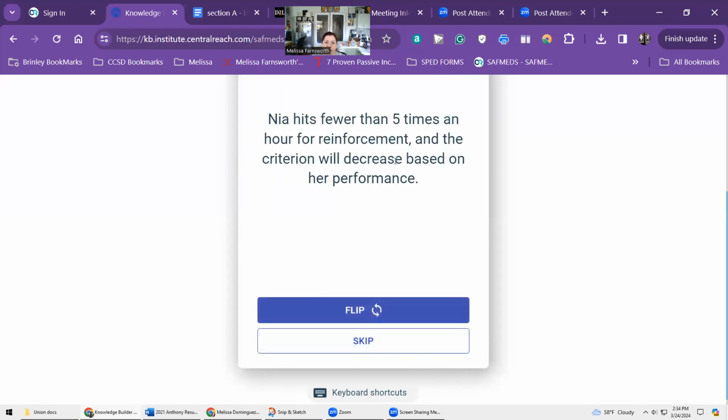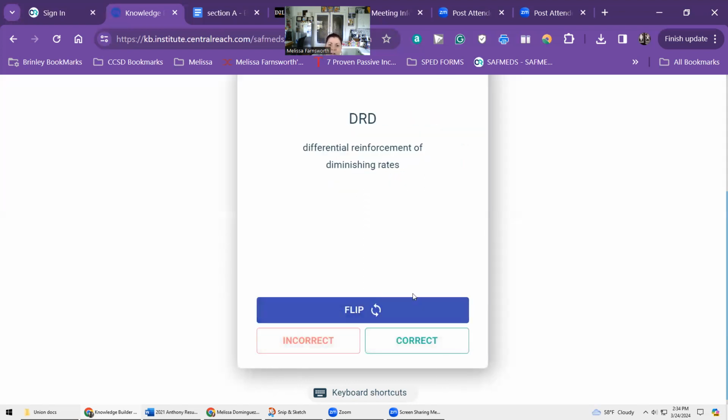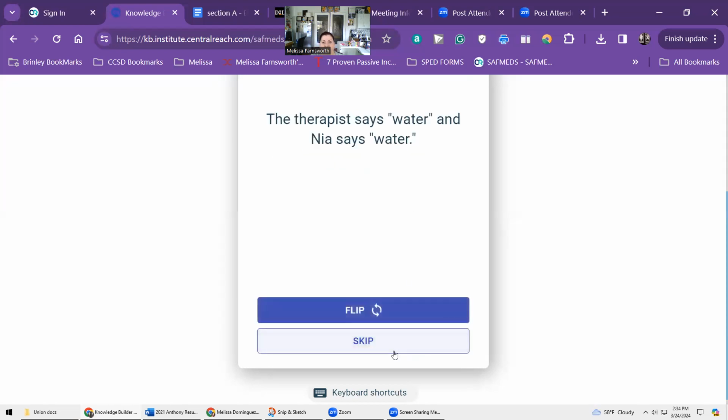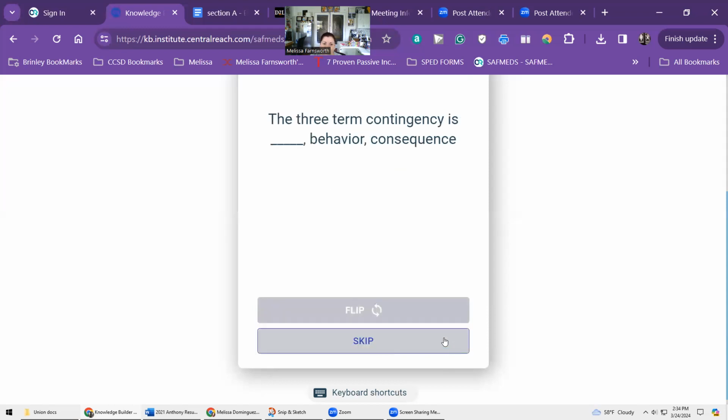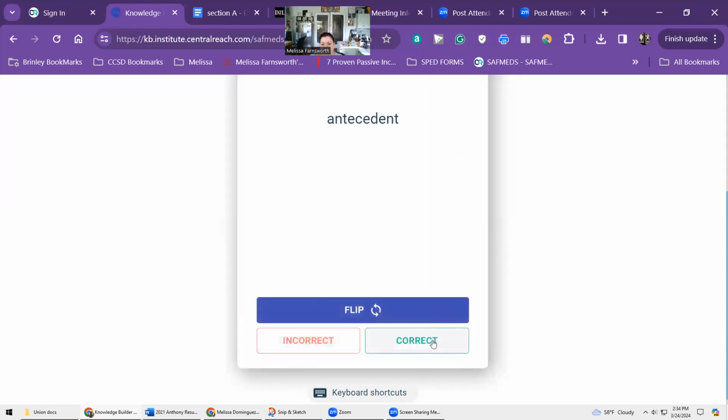Nia hits fewer than 5 times an hour for reinforcement, and the criterion will decrease based on her performance. DRD, differential reinforcement of diminishing rates. The therapist says water, and Nia says water. Echoic. Duplic relations have a history of blank blank. Generalized reinforcement. The 3-term contingency is blank, behavior, consequence, antecedent.